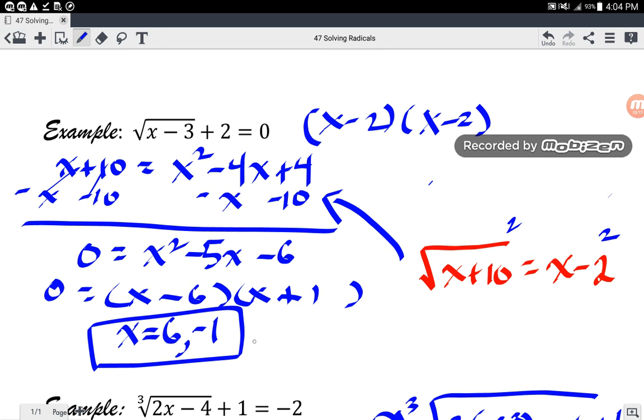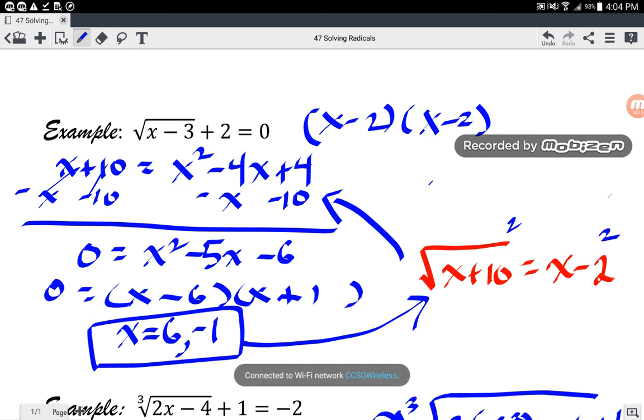And I'll leave it up to you to check to see if either or both of these is a valid solution. See you on Tuesday.